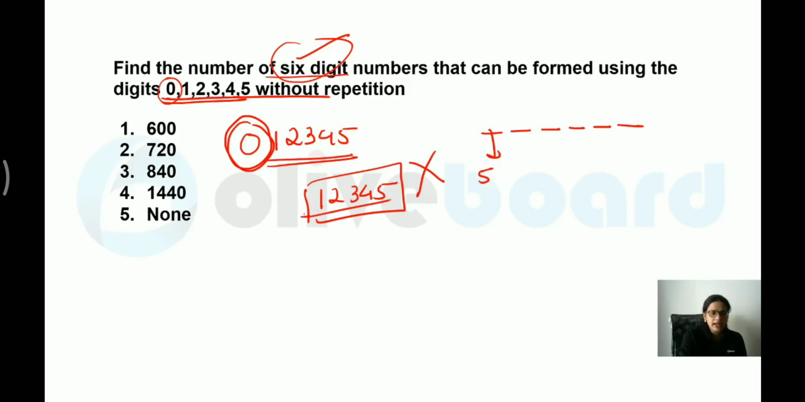Now if I write instead of this, suppose I write 1, 0, 2, 3, 4, 5. What is this number? It is a 6-digit number. So 0 can come here. So if I write 0 here, this is again a 6-digit number.